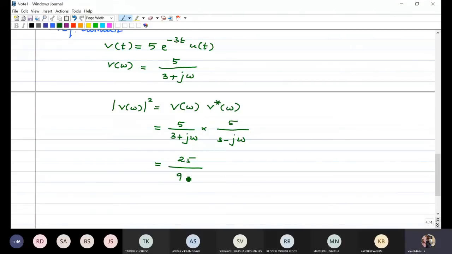omega square, plus omega square. So 25, 3 square 9, plus omega square. So this is absolute V of omega the whole square. Let me write this result, note down this result.